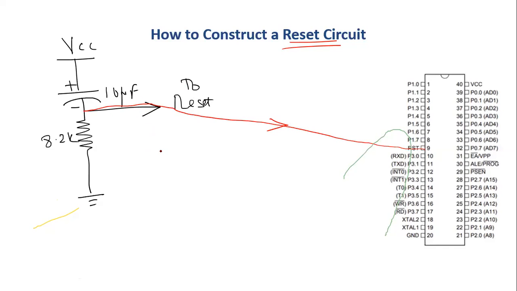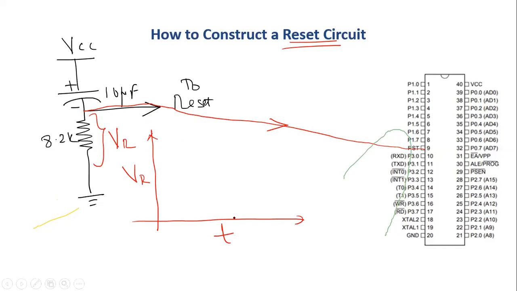If you draw the graph, this is my time axis. This voltage is essentially the voltage across the resistor, VR. So if I draw a graph of VR versus time, initially at time t equal to 0, once I power on this circuit, the capacitor's initial voltage is 0 volt. According to Kirchhoff's voltage law, the power supply voltage VCC is equal to the voltage across the capacitor plus the voltage across the resistor. So initially VCC is plus 5 volt. So this is at plus 5 volt.